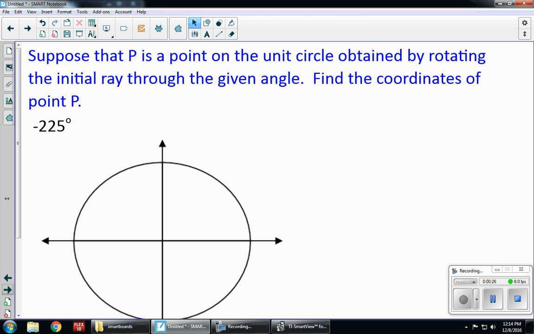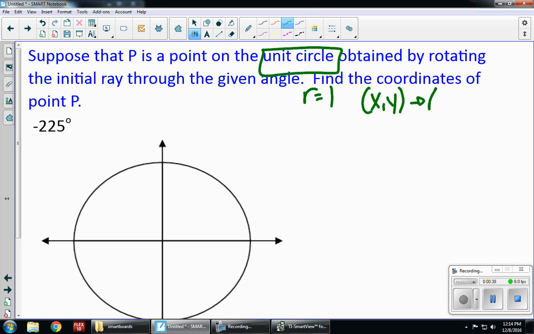So the first thing is, whenever you see unit circle, you should be thinking that you have a radius of 1. That's important. And because I'm on the unit circle, having a radius of 1, (x, y) is going to be the same thing as (cosine theta, sine theta). So I want to start by sketching my angle. But I never like to sketch negative angles. So instead, I'm going to find its coterminal angle.